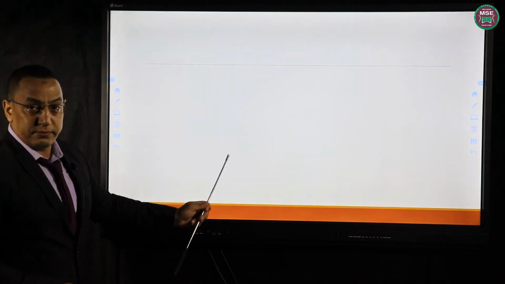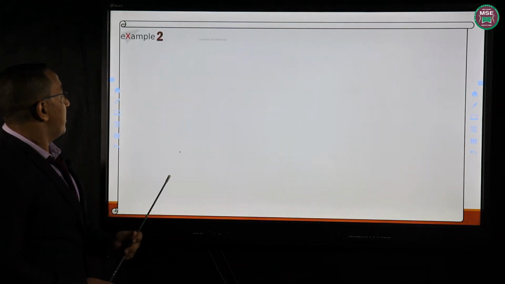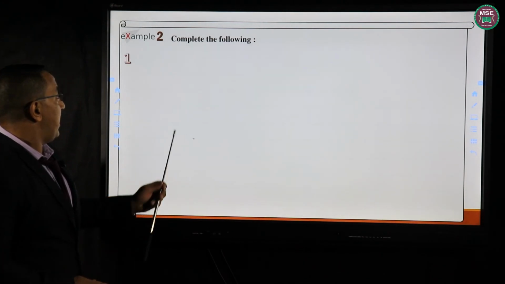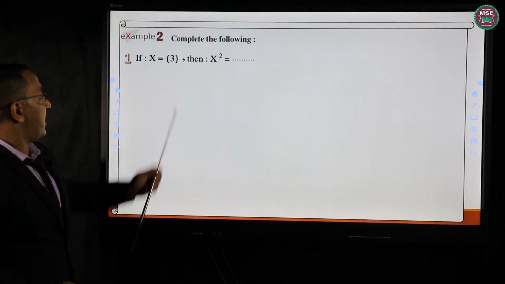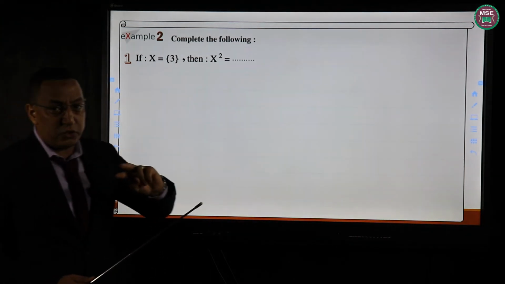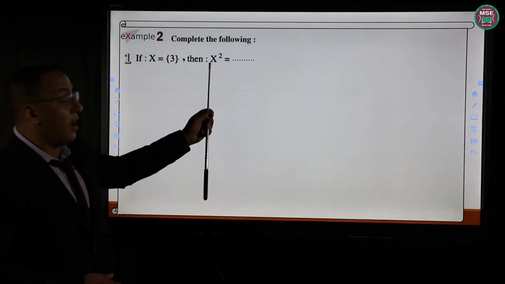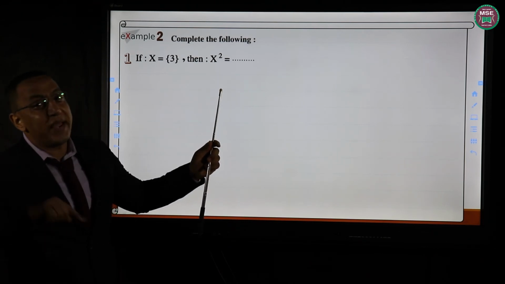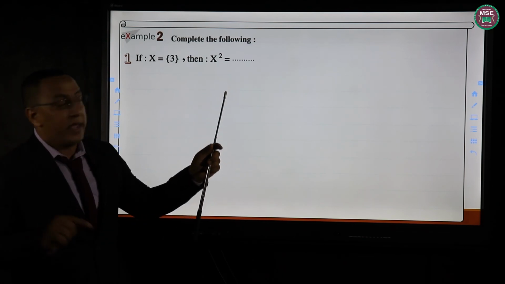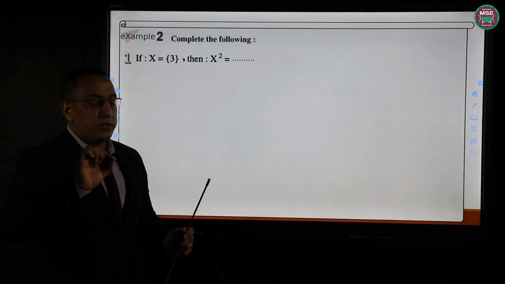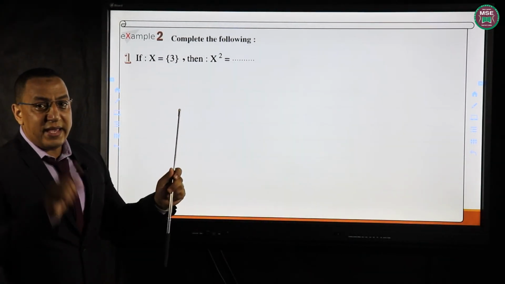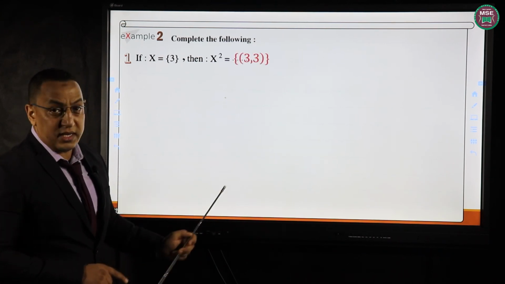Now another example. Example 2, complete the following. This is a very important example for us. Here, number 1, n(X) equals 3 and so n(X²) equals... we need to find it. Note that if they ask me X² or n(X²), there is a big difference between X² and n(X²). X² means the Cartesian product, so X² equals X times X, so it is equal to 3 times 3 like this.